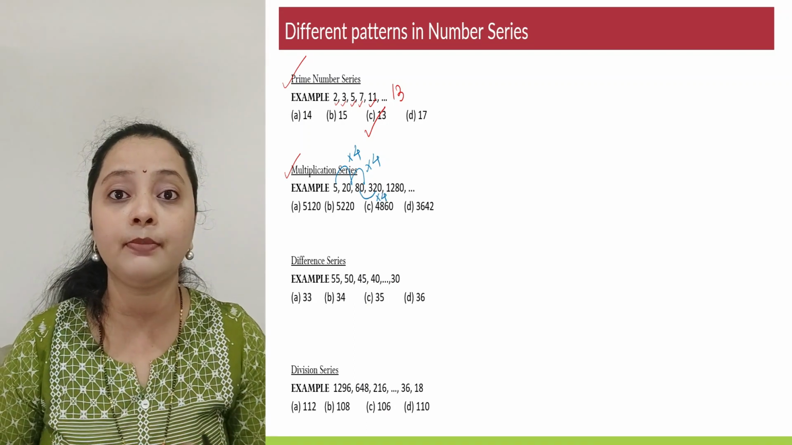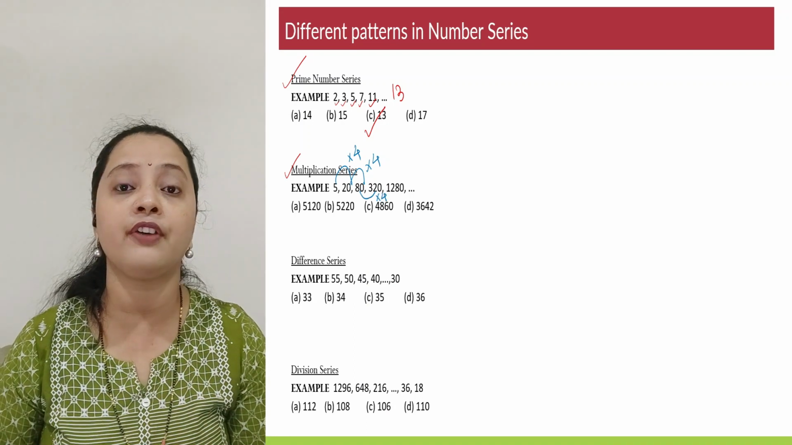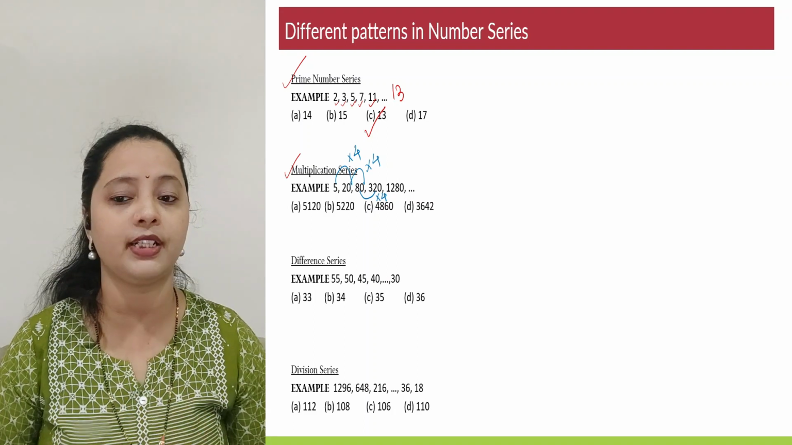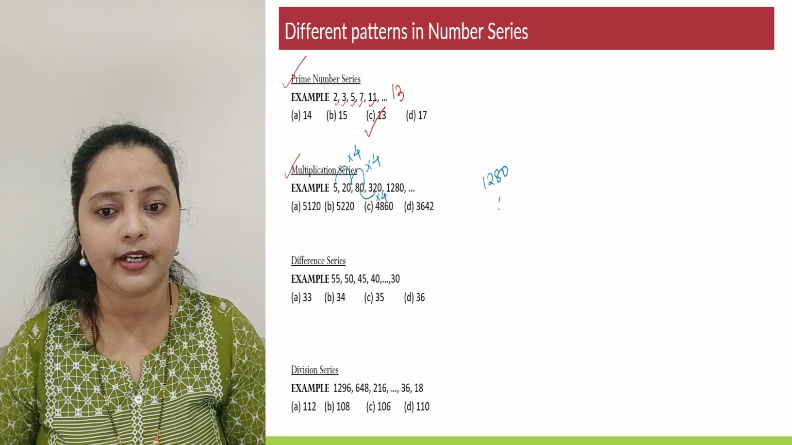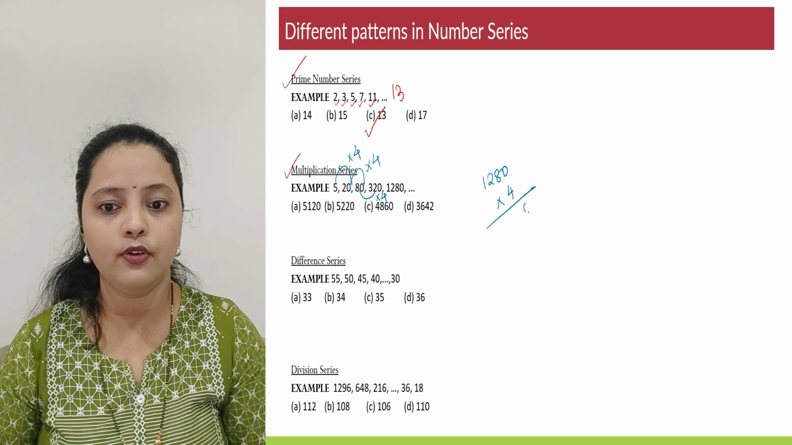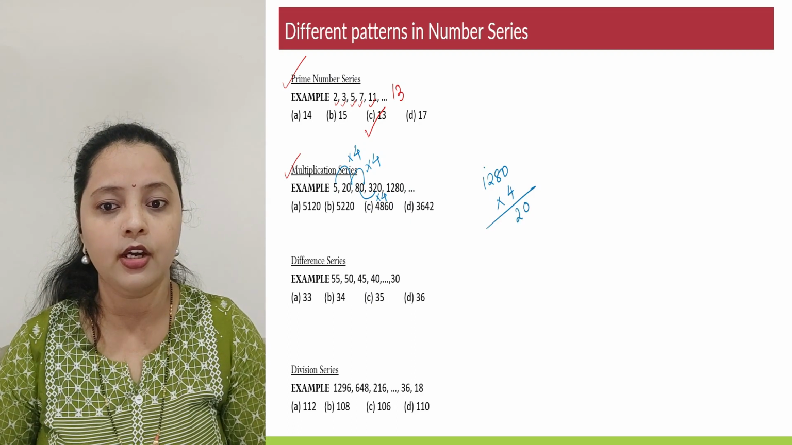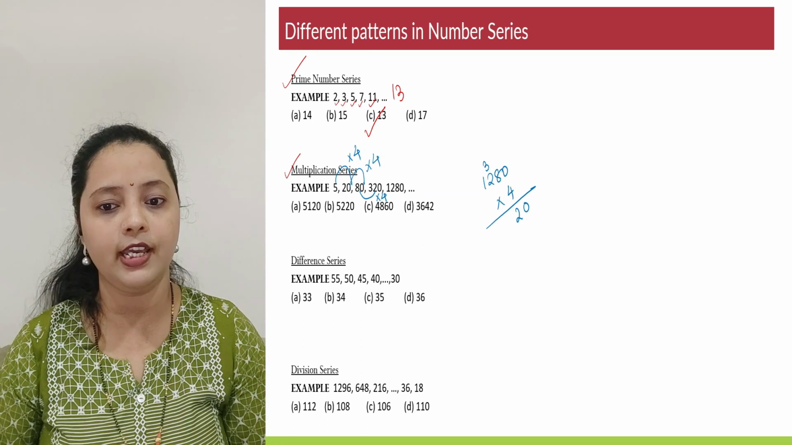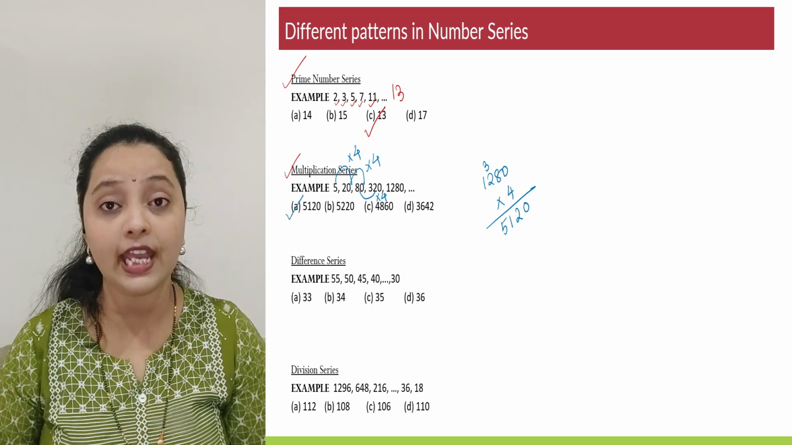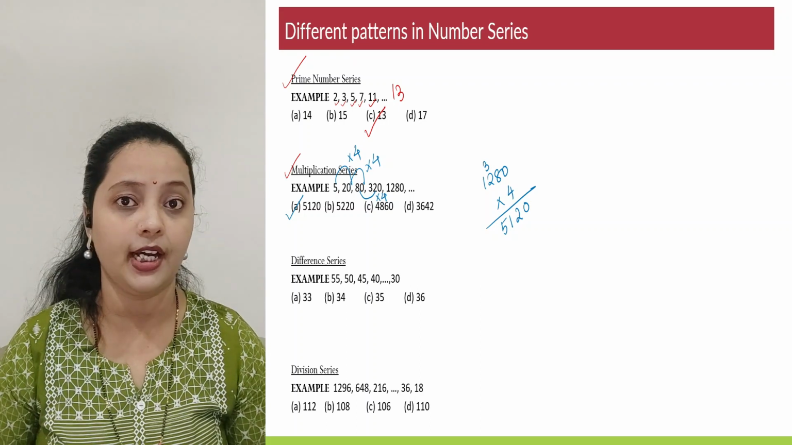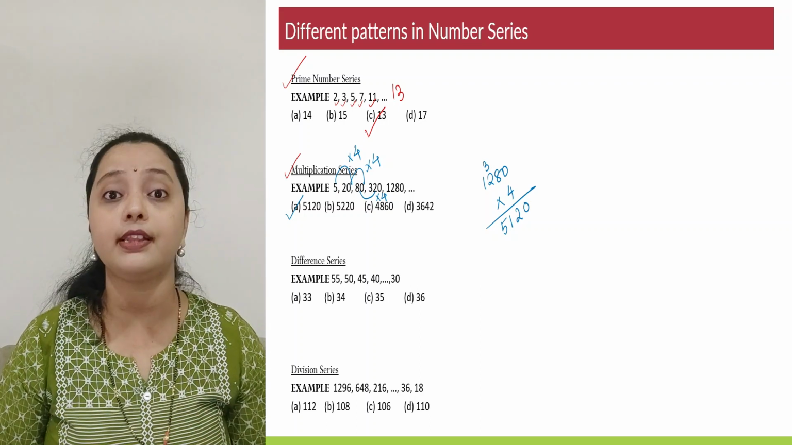So for every number, I am actually looking for the fourth multiple of each number that I get. So my answer has to be 1280 multiplied by 4. Let's check. 4 8s are 32, carry 3, 4 2s are 8, 4 1s are 4, 4 and 3... that will give me 51. So your correct answer would be option A, that is 5120. Idea clear? Let's move with the next type.